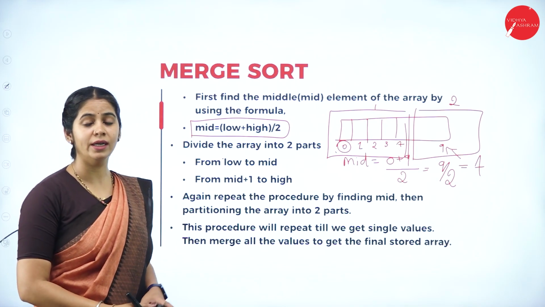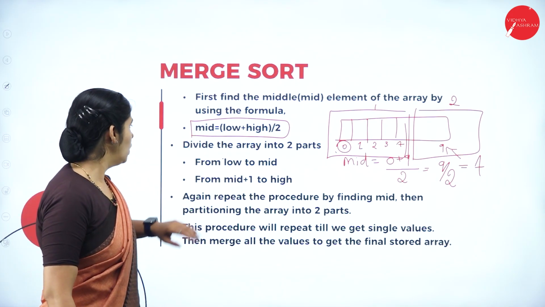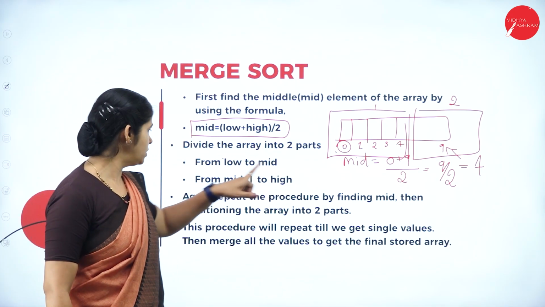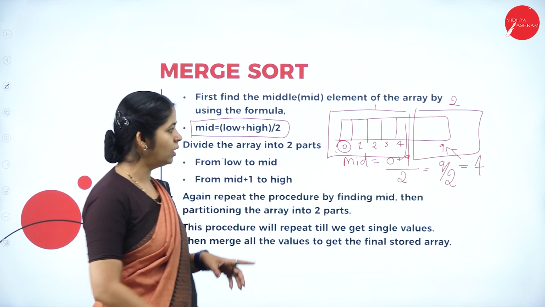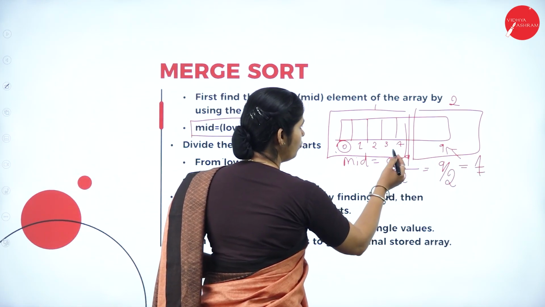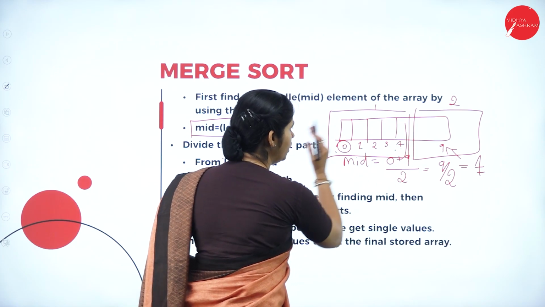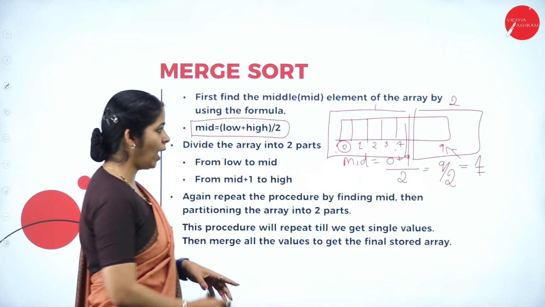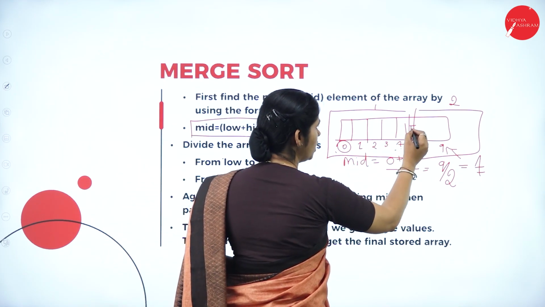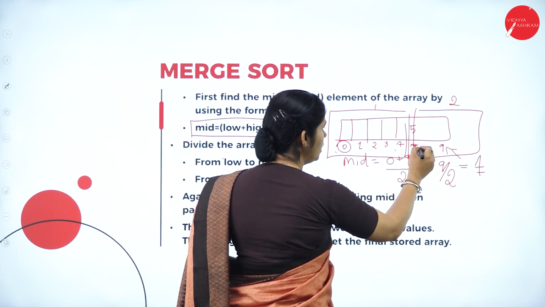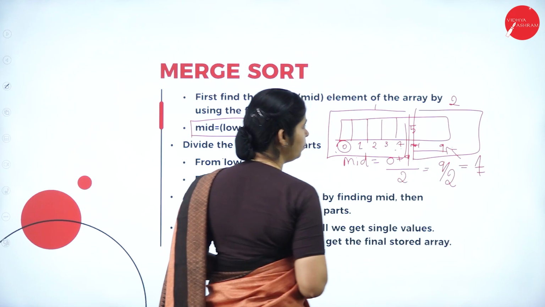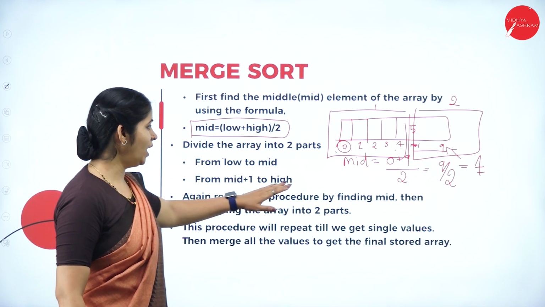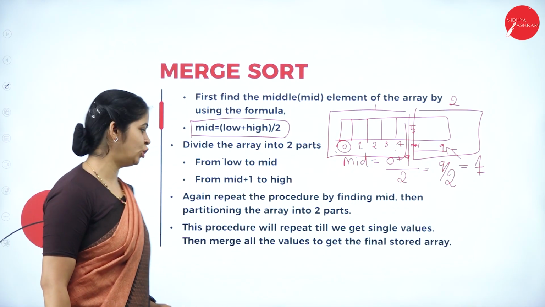Okay, that's what division happens. Divide the array into two parts. One is from low to mid. This is our mid value 4. From low to mid we are dividing into one part, and from mid plus 1 to high. This is my 5th position. So that is mid plus 1 to high, to the 9th position. We have to make it as one more partition.